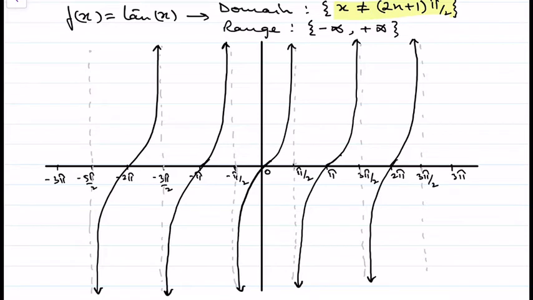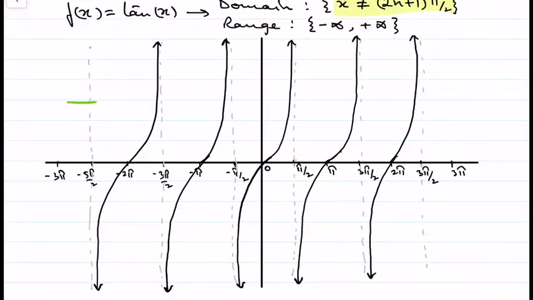Now for the inverse function, we know that a function can have an inverse if and only if it passes the horizontal line test. So let's do the horizontal line test. As we can see, the horizontal line is intersecting at more than one point, so it fails the horizontal line test.